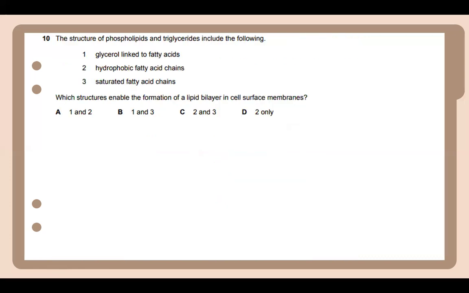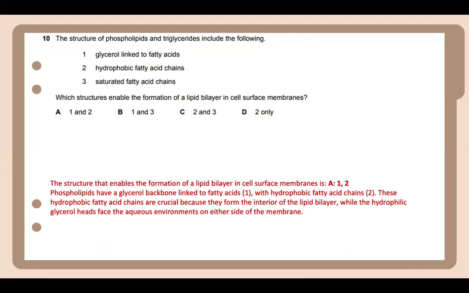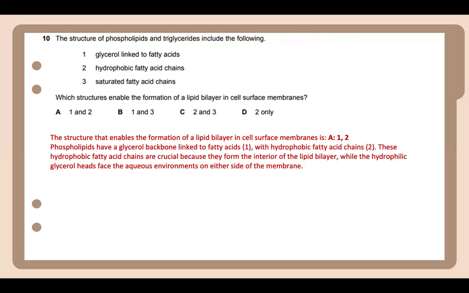The structure of phospholipids and triglycerides includes the following. Statement 1, glycerol linked to fatty acid. Statement 2, hydrophobic fatty acid chain. Statement 3, saturated fatty acid chain. Which structures enable the formation of a lipid bilayer in the cell surface membrane? The structures that enable the formation of a lipid bilayer in the cell surface membrane are statements 1 and 2.